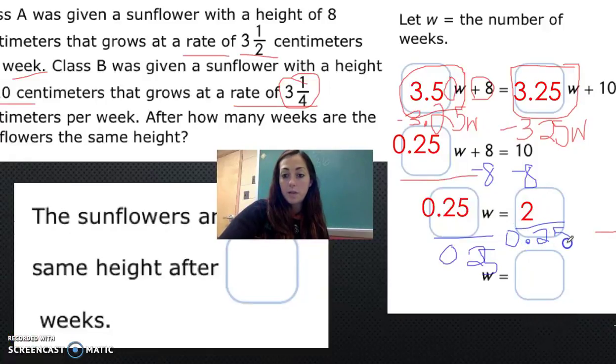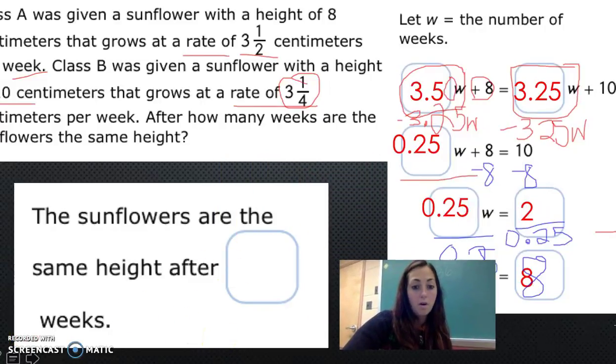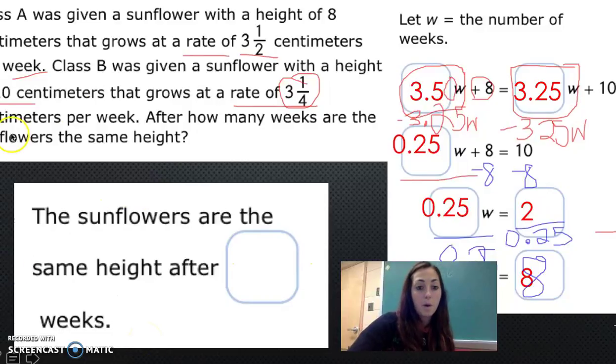So if I have $2, I'm splitting it into quarters. How many quarters do I have? 8. So W equals 8, which means the sunflowers are the same height. Remember, we're all back to here. After how many weeks are the sunflowers the same height? Sunflowers are the same height after 8 weeks. That was my answer. W is the number of weeks.